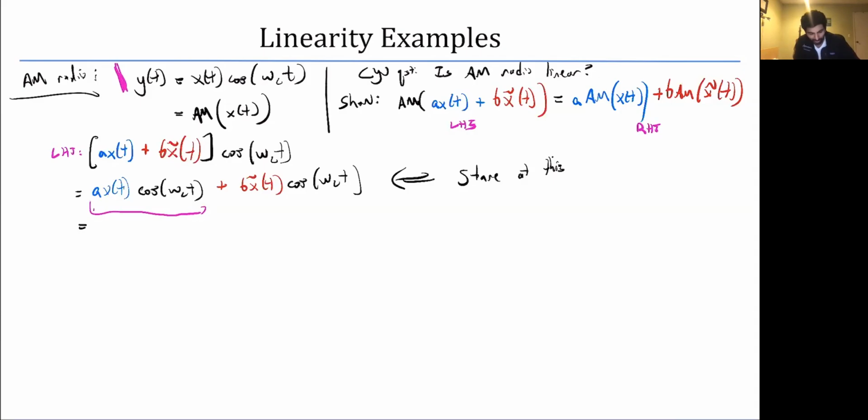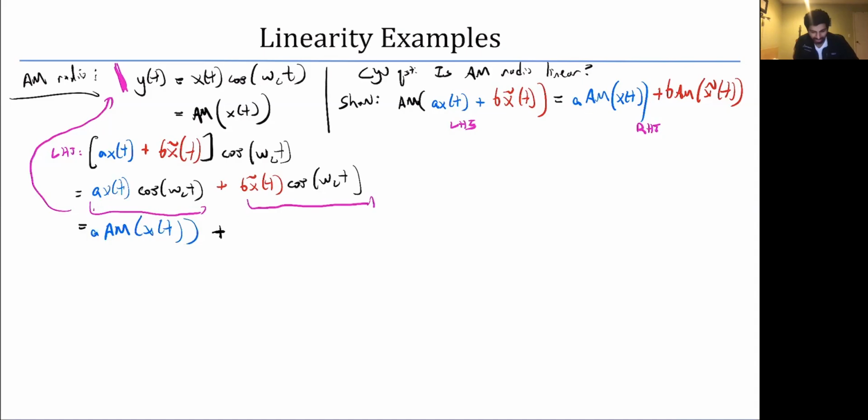Hopefully it's clear that this first part under the magenta bracket is nothing but A times AM of x of t. If you look at that magenta reference, because we have the equation for the system, what's under the magenta bracket really just maps over to the definition of the system. In like fashion, if I look here, I can look back at that same definition, and this is exactly like putting x tilde of t into AM and then scaling that by some constant b. So I'm going to end up with b times AM of x tilde of t.